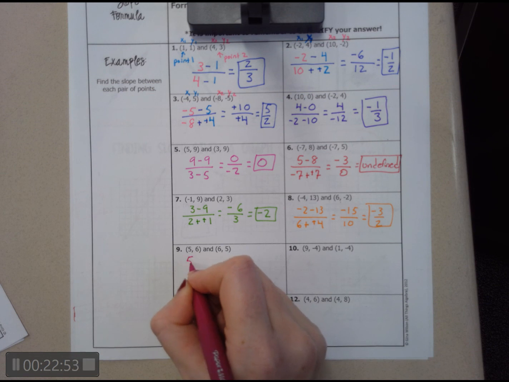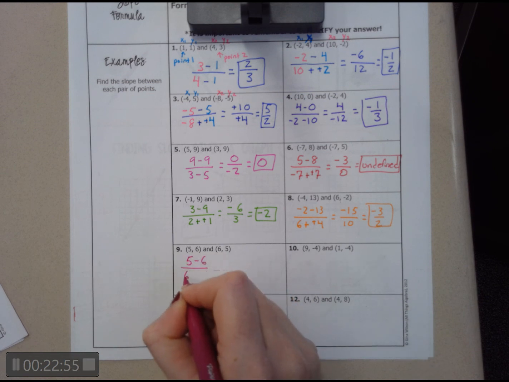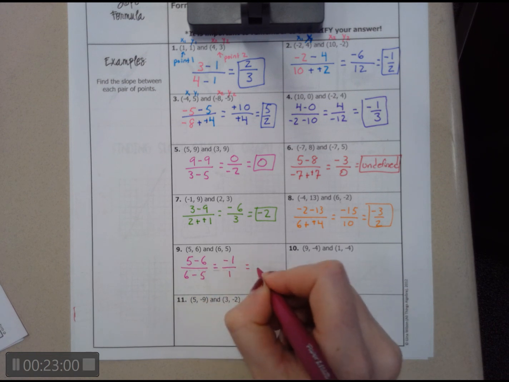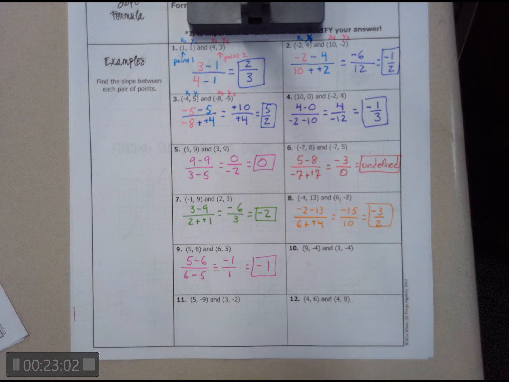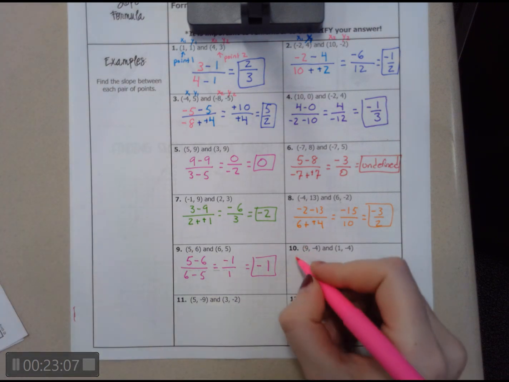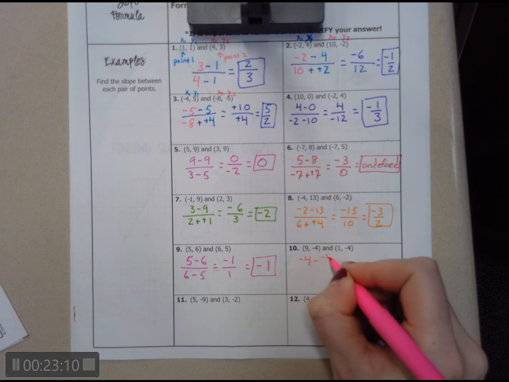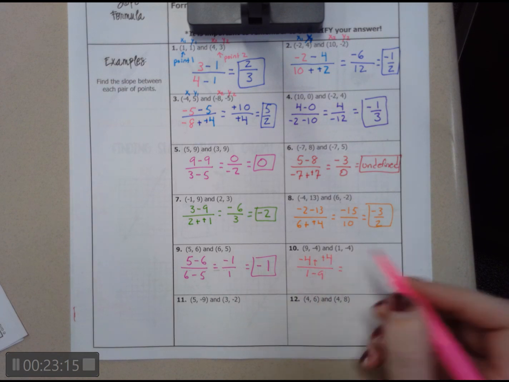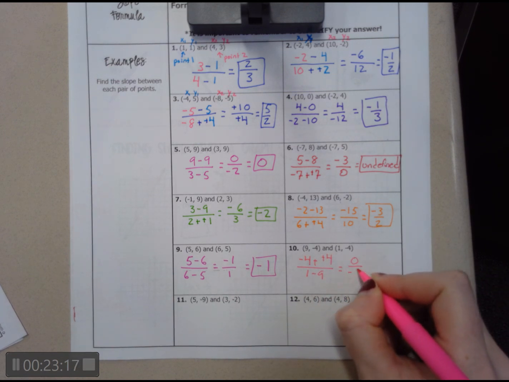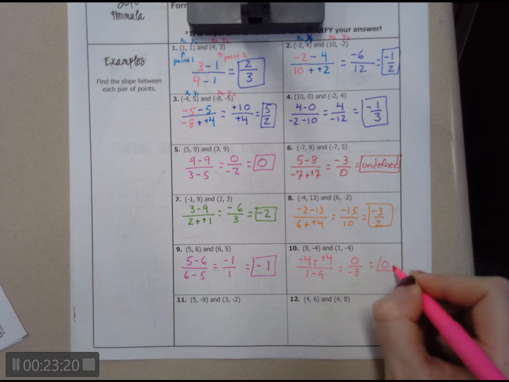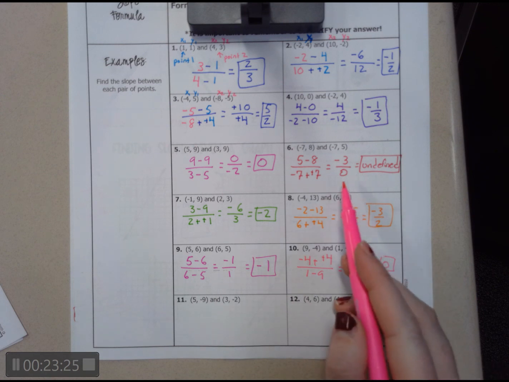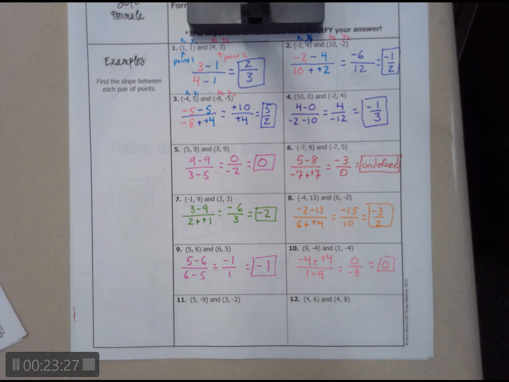And now we have 5 minus 6 over 6 minus 5. So we get negative 1 over 1. We'll simplify to negative 1. Negative 4 minus a negative 4 over 1 minus 9. Negative negative becomes positive, for 0 over negative 8, which will just give me 0. So whenever 0 is on the top, it's going to equal 0. Whenever 0 is on the bottom, it's going to be undefined.